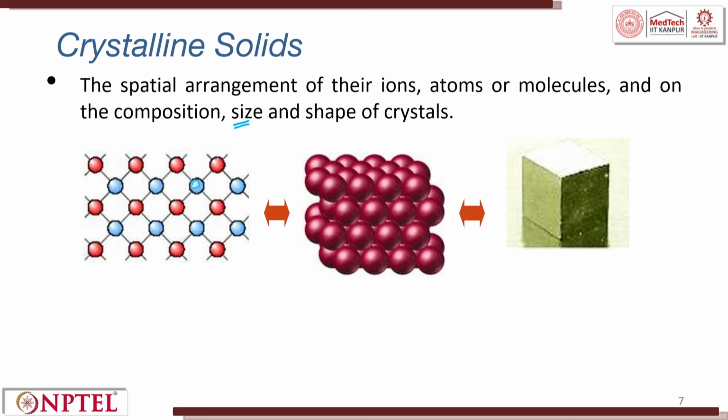So, if the atom has to be joined here, it has to be equi-sized or have a difference of maybe 10% variation. What generally happens is it always sits in between. So, composition, size and shape of the crystal is very important.